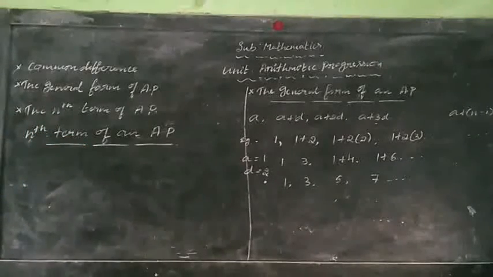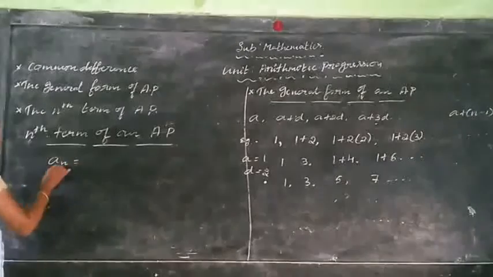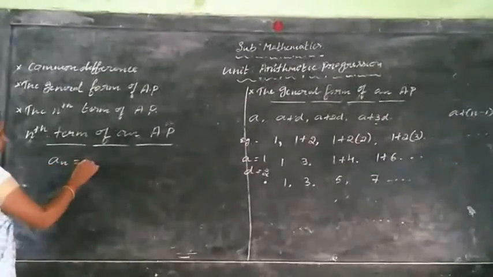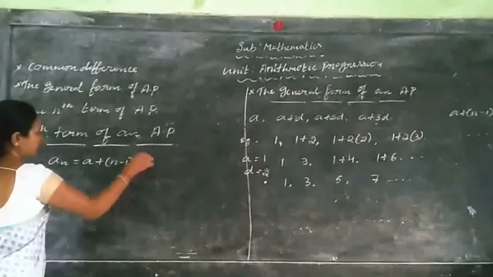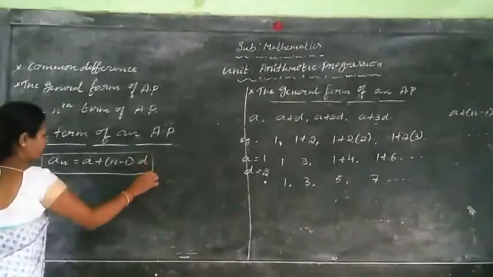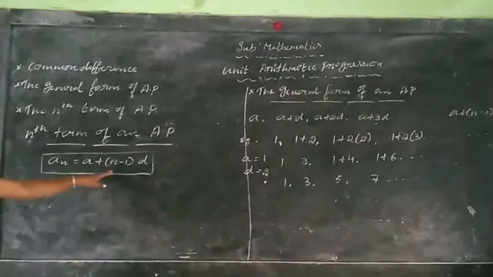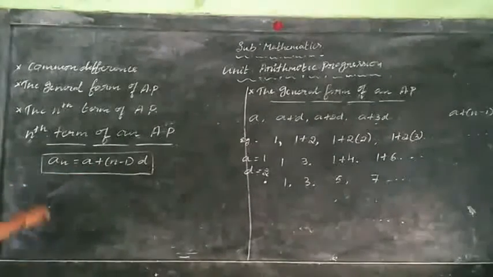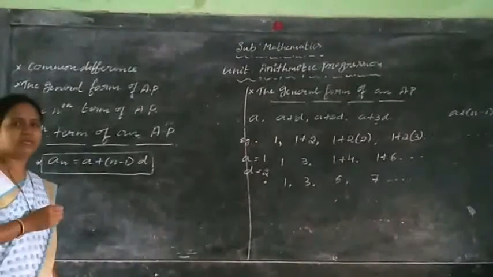So the nth term of an AP is an is equal to, the last term is an, nth term of AP is a plus n minus 1 into d. So this is the nth term of an AP. an is equal to a plus n minus 1 into d. So by using this we are going to solve many problems in the next lesson.